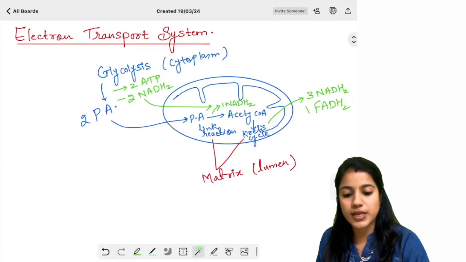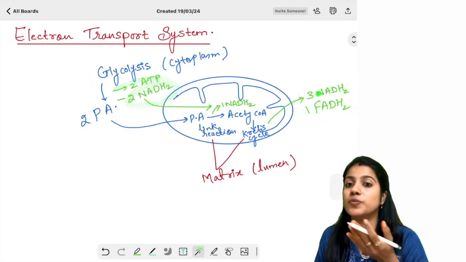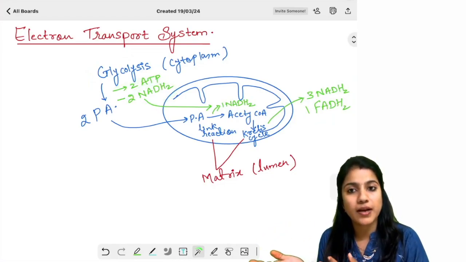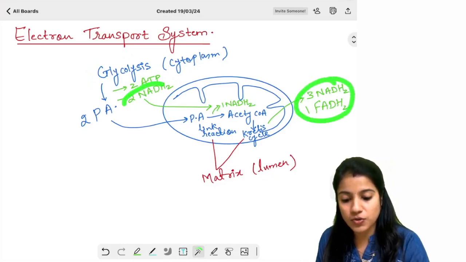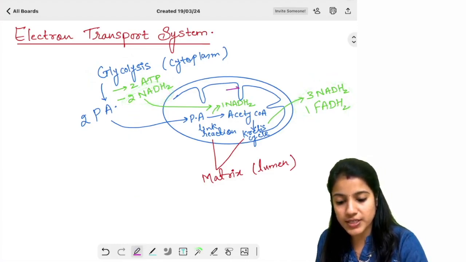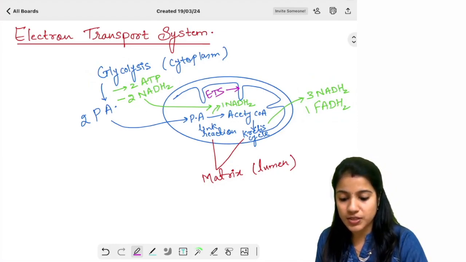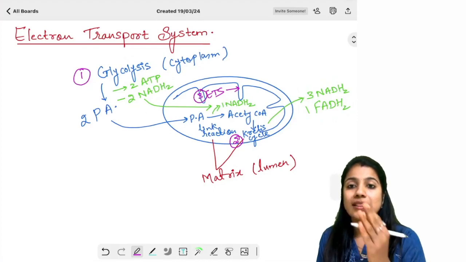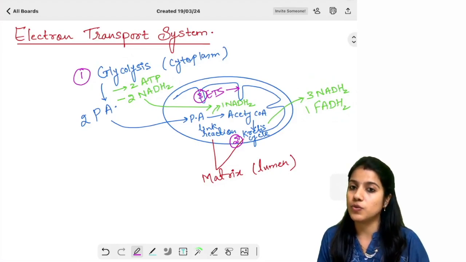These are called reduced products. Now these reduced products need to be regenerated back, so that they can be useful again for glycolysis as well as Krebs cycle. That's why all these molecules will enter into the ETS. The location of ETS is the inner mitochondrial membrane. So this is the third process. First is glycolysis, second is Krebs cycle, third is ETS. Three different cycles, three different locations. That's how complete breakdown of glucose takes place.